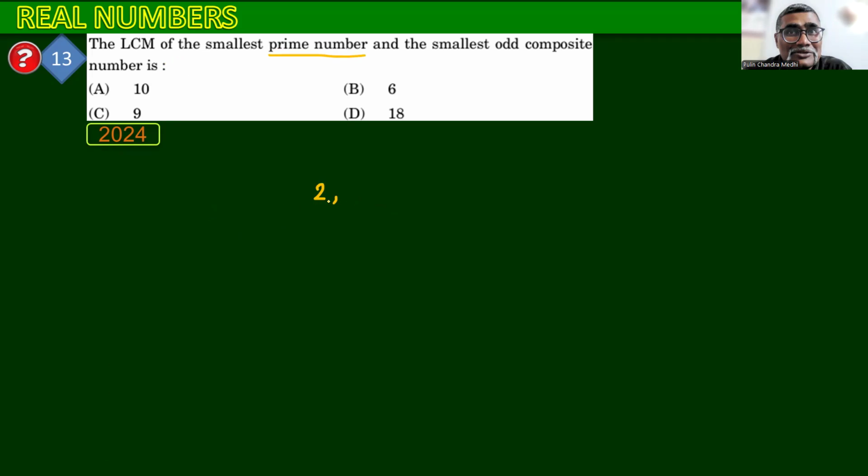Sometimes students write 3 also. The smallest odd composite. Oh my God. Sometimes you may be confused here. Smallest composite is 4, but smallest odd composite is not 4. What is the smallest odd composite? Can you recall? 4 is the first composite number, 6 is the second composite number, but this is not odd. 7 is prime, 8 is an even composite number, so that will not be taken either. So the smallest odd composite number is 9.